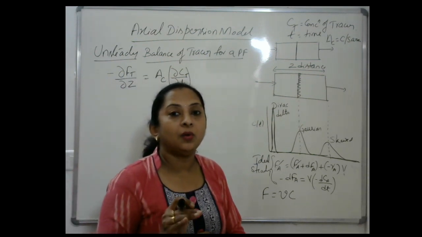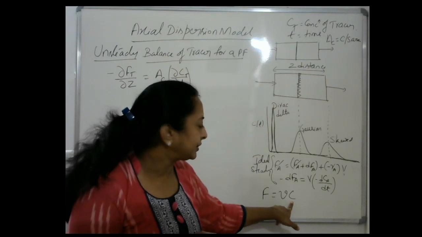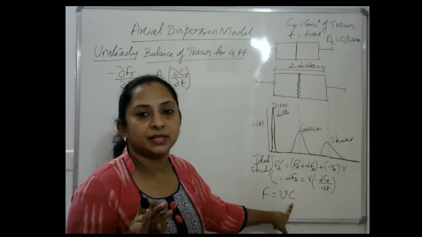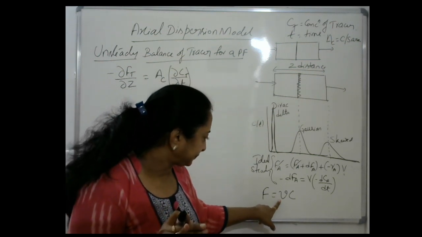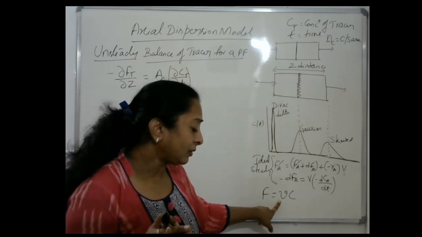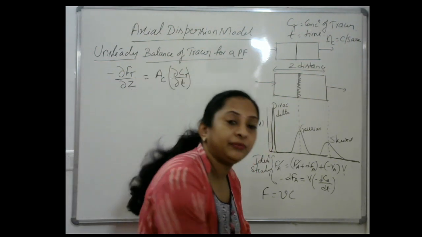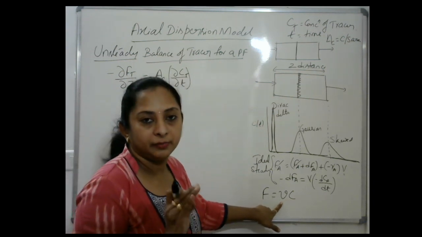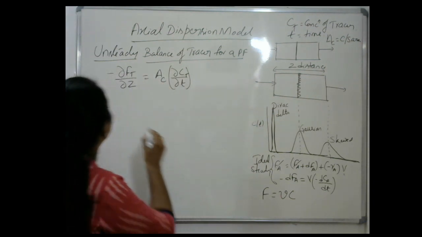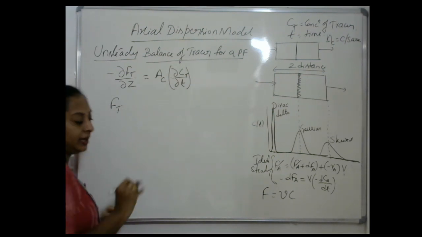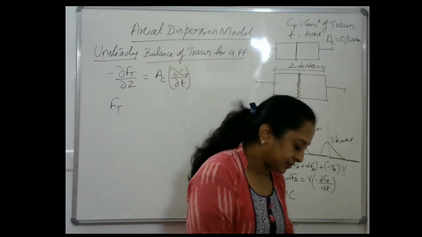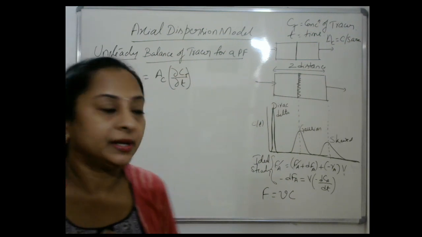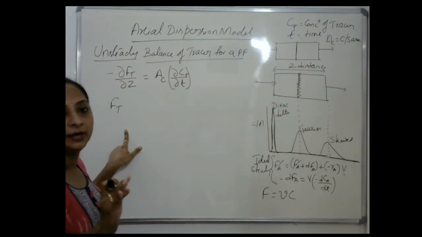But here now, first of all, this concentration is a variable. Concentration is a function of time and distance. And this volumetric flow rate, V into C. But here Ft is no more a function of V into C alone. It is due to both convection and dispersion.